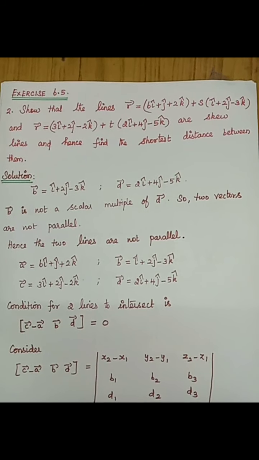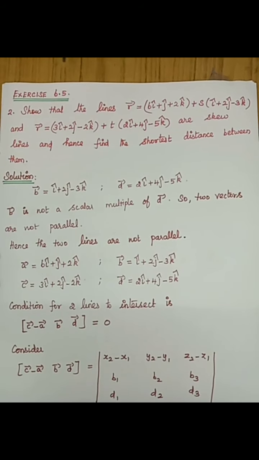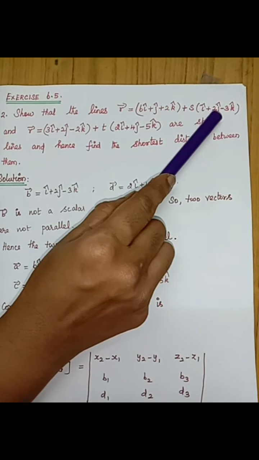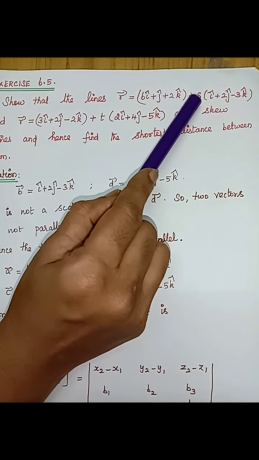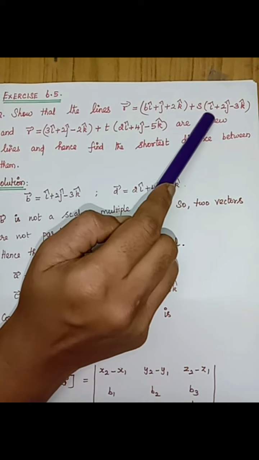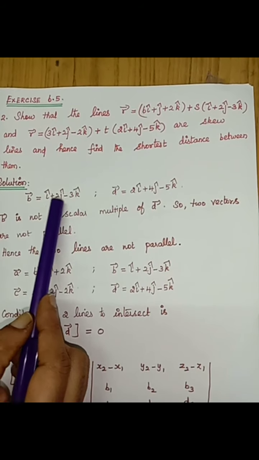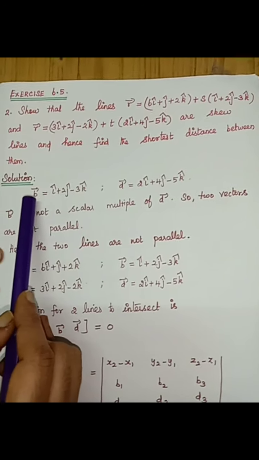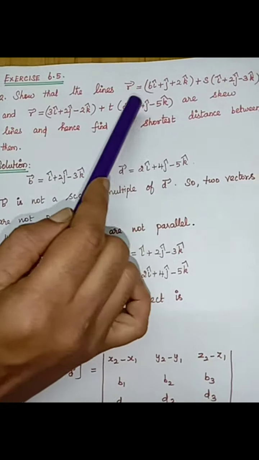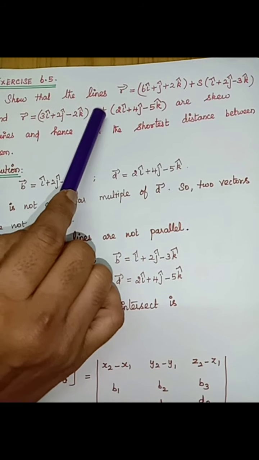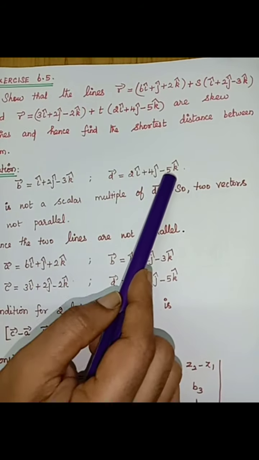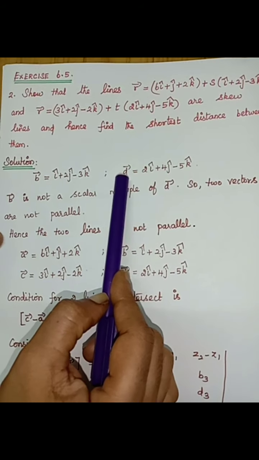To check whether they are parallel or not, you have to see the parallel vector. Take the first line. The vector written along with the parameter is called the parallel vector. So take this vector i cap plus 2 j cap minus 3 k cap and name that as b vector. Go to the second line and take the vector along with the parameter. That is 2 i cap plus 4 j cap minus 5 k cap. That is called d vector.